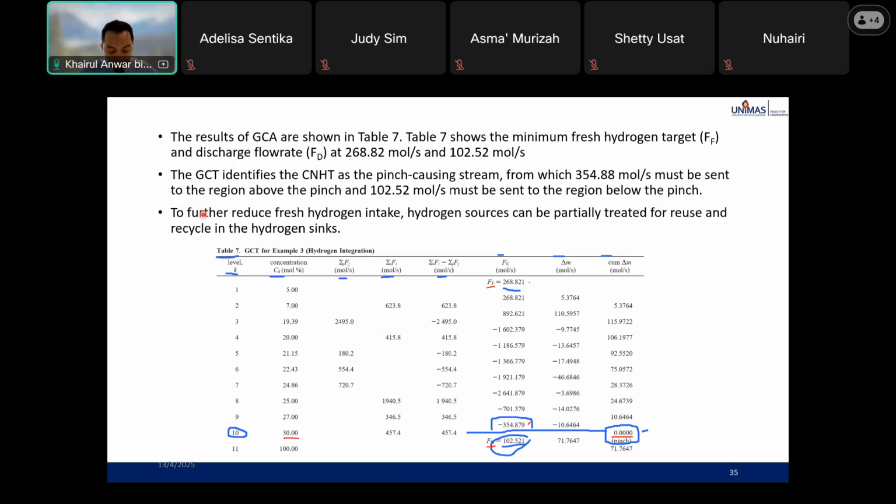To further reduce fresh hydrogen intake, hydrogen source can be facilitated for reuse and recycle in the hydrogen sink. The next section demonstrates how GCA can be used to effectively place the hydrogen purifier in the context of an overall process. So for example 3, regeneration. For the hydrogen integration, the GCT without regeneration, we just do like figure 5 there.